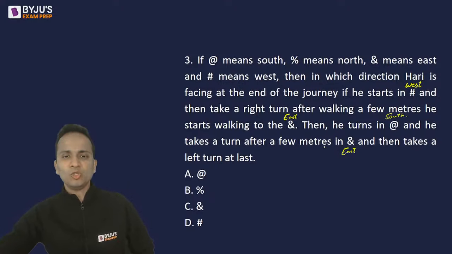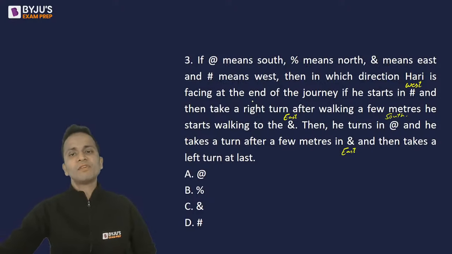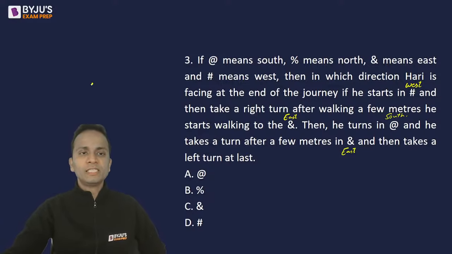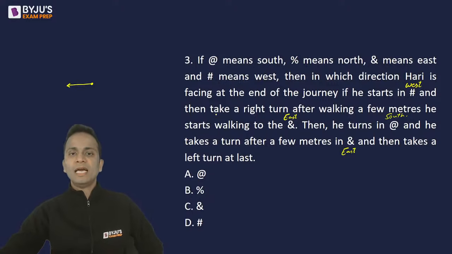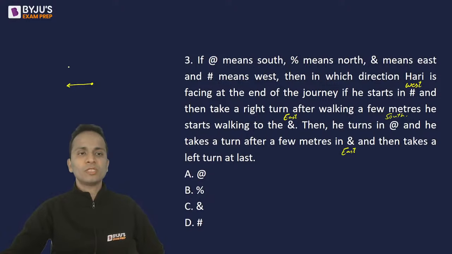Okay, and do we have any symbol left? No, we don't have. So let's start forming this figure. Now if he starts in west, so first of all he starts moving towards west and then takes a right turn. So this will be a right turn.